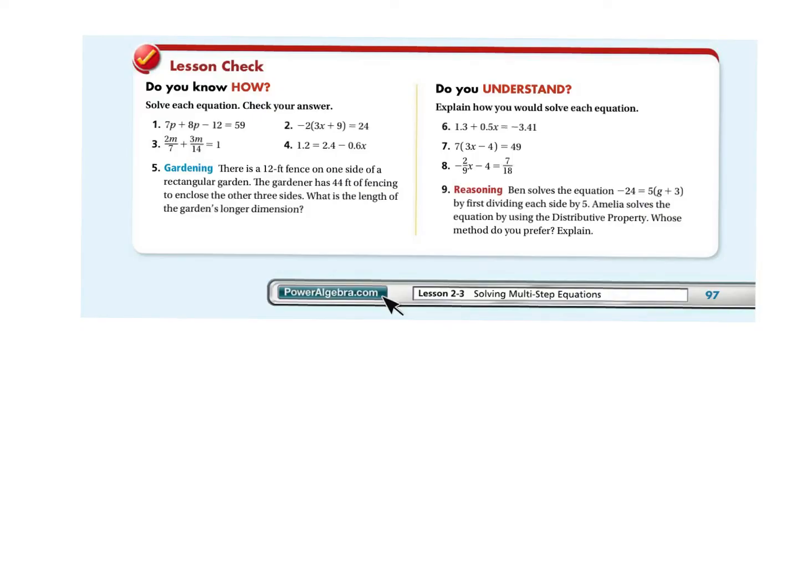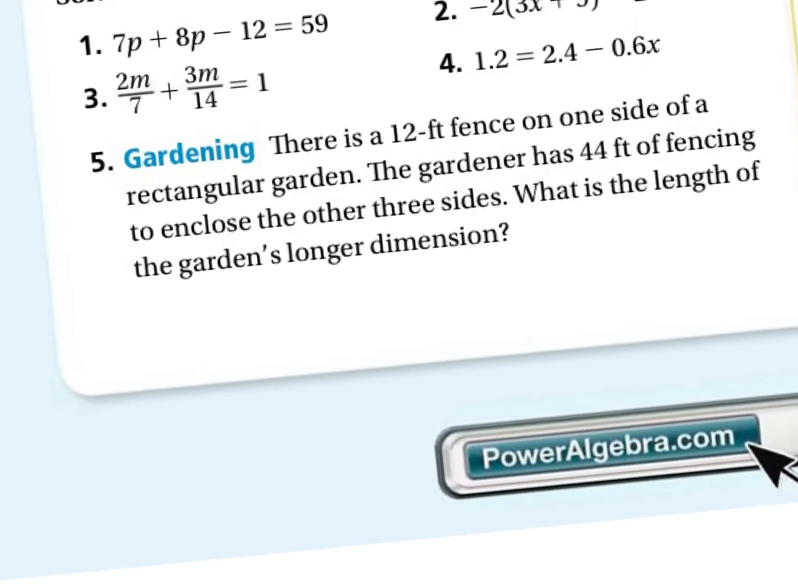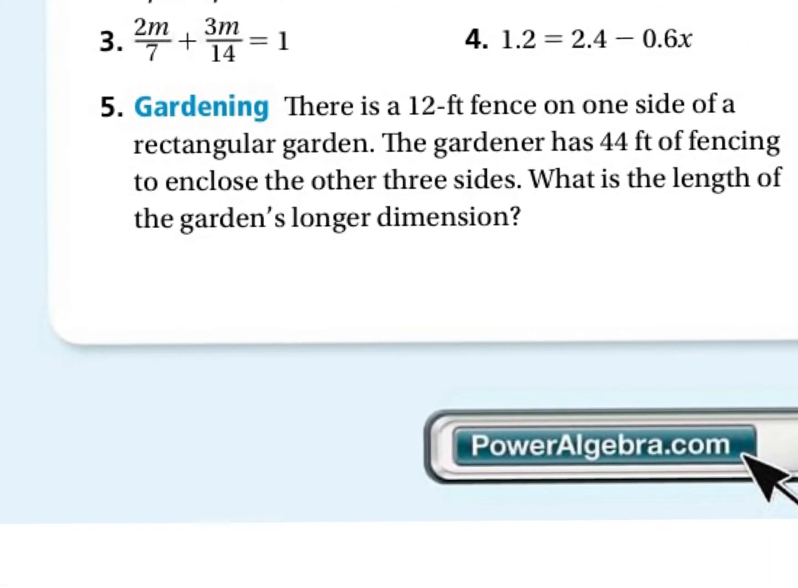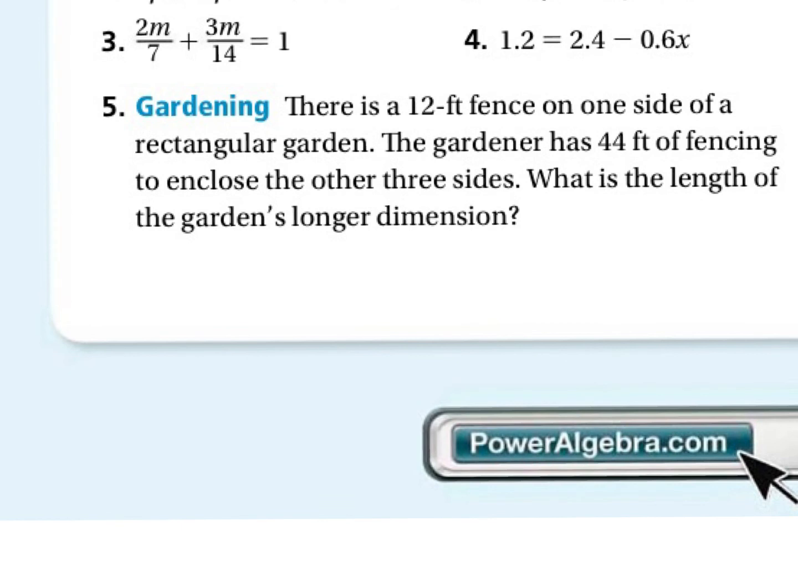So we're going to be splitting this lesson into 2 parts. So this will be the first part, just through problem 3. So we're going to look at number 5 on the lesson check on page 97. There's a 12-foot fence on one side of a rectangular garden. The gardener has 44 feet of fencing to enclose the other 3 sides. What is the length of the garden's longer dimension?